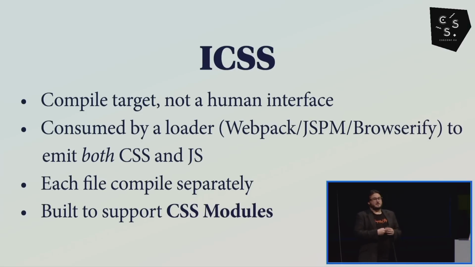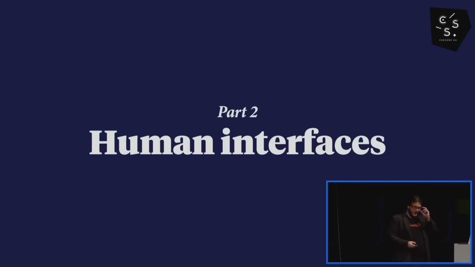So each file of ICSS is then compiled separately into both CSS and JavaScript, and the CSS can get concatenated and inserted into the browser. And we built it because we're trying to build a thing called CSS modules, which I'll be talking about for the rest of today. So it brings me to part 2.